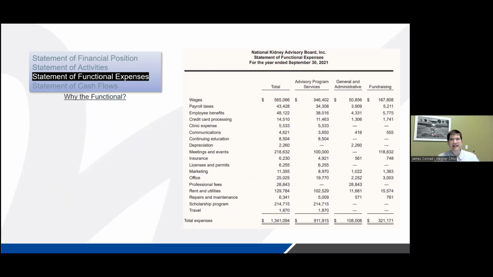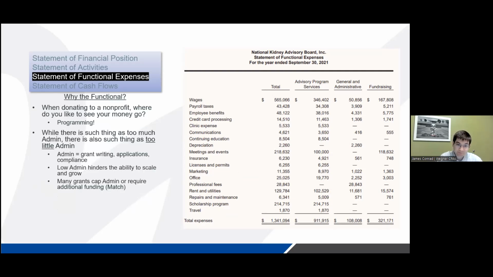So why the functional? Why are we even including something like this? I know when I donate to a nonprofit, I like to know where my money goes. And for most people out there, where do you want your money to go? Programming. You want it to go to fulfill the mission. You feel strongly about the mission and you want it to go there. But I also consider the administrative costs. Being that I deal with nonprofits on a regular basis, there are administrative compliance costs, things like getting an audit.